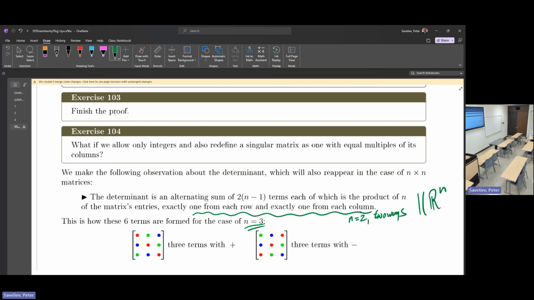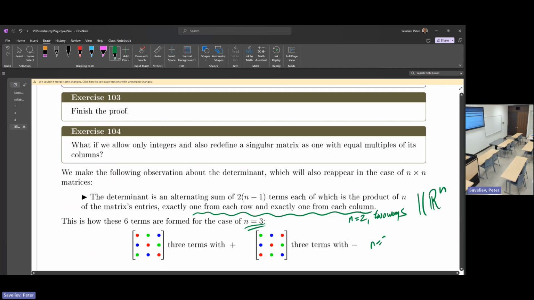Once again, look at the patterns of green, red, and blue. Each has exactly one entry from each row and one from each column. As you can see, there are a total of 6 ways to do it. For n equal to 3, 6 ways. And then that number, as you can see, grows. 2n minus 1 ways to do it.